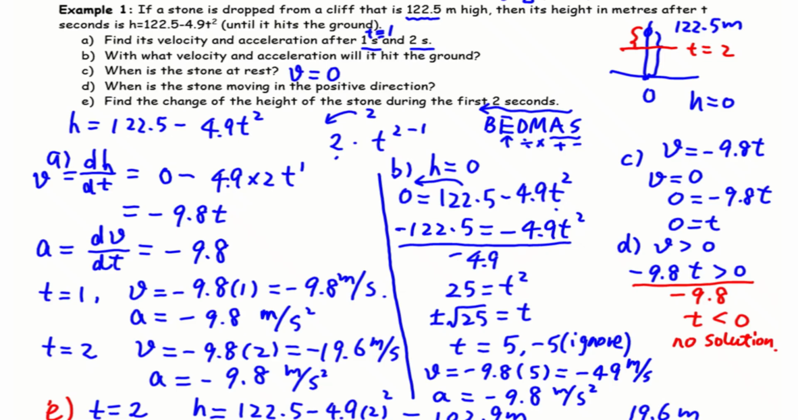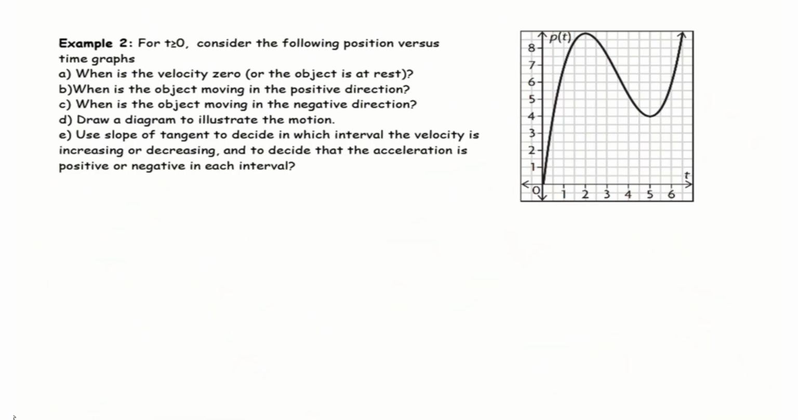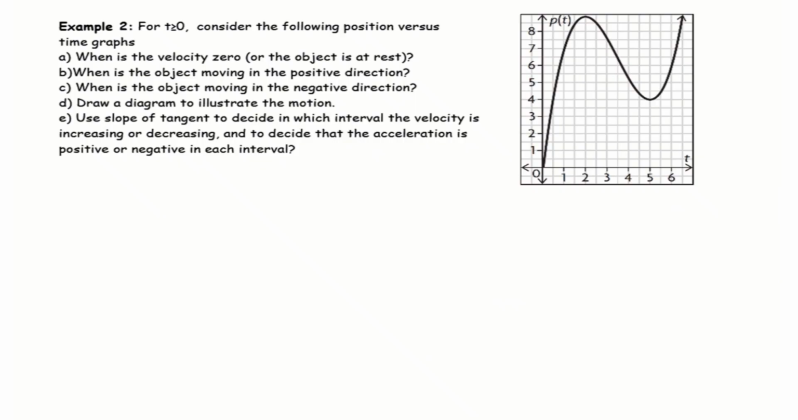So now we are going to look at where we can use it if the equation is not given, but the graph is given. So this is a position time graph. This is position, this is time. The graph goes up, then comes back, then goes up again.